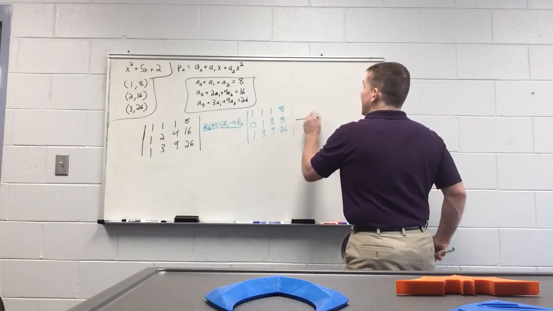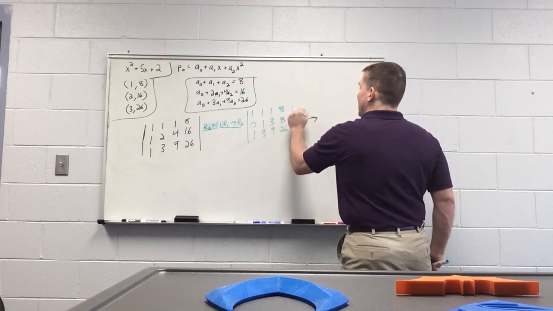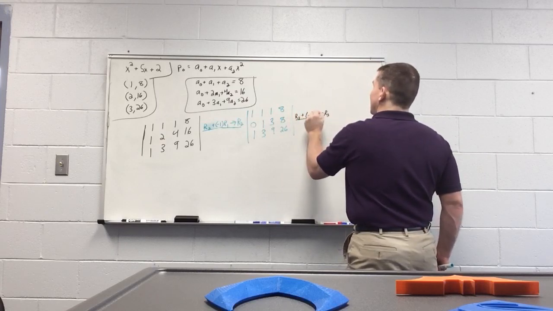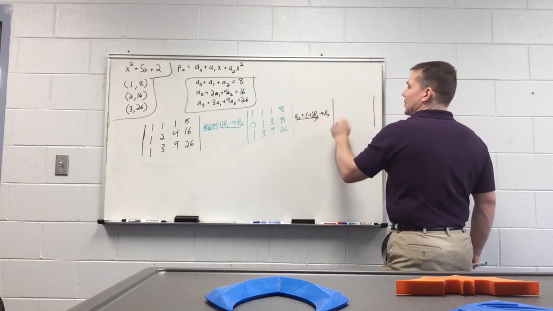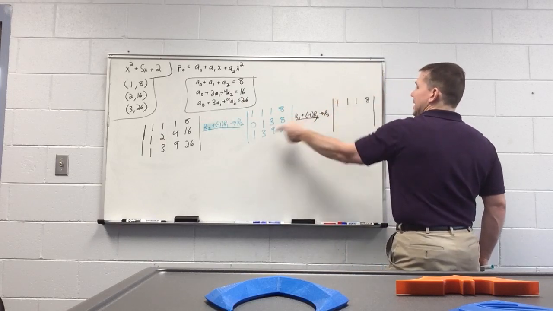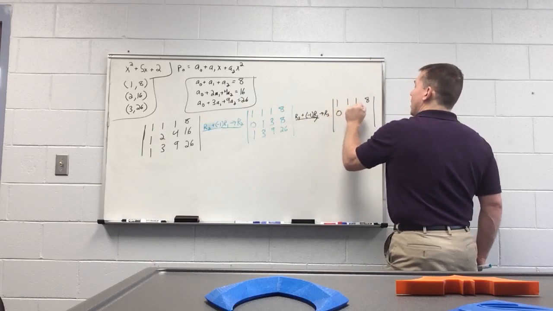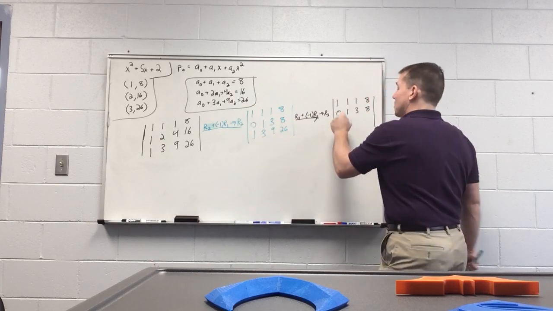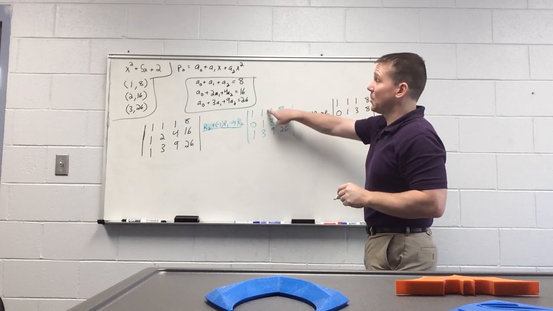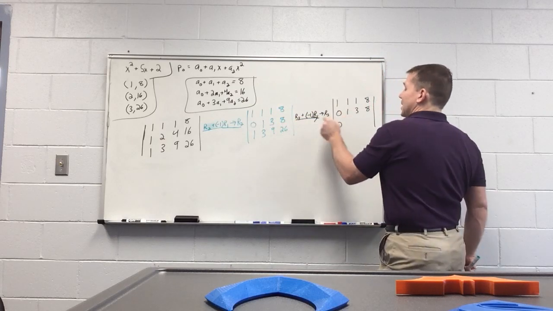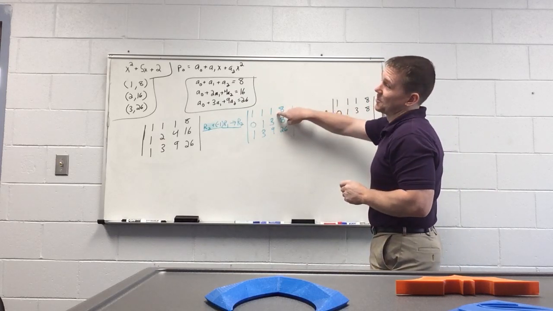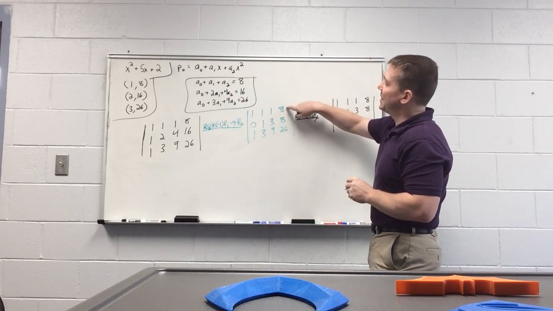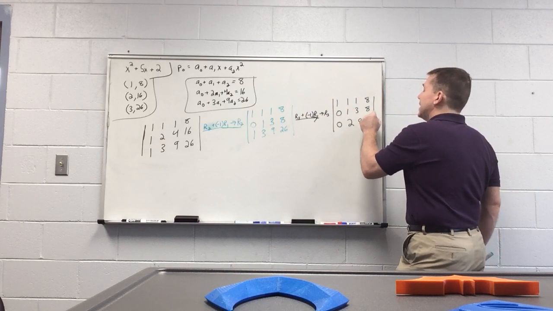So now, third one, and again, I'm going to do r sub 3 plus -1 times r sub 1 and put that into r sub 3. First row stays the same, 1, 1, 1, 8. Second row stays the same, 0, 1, 3, 8. Now, -1 times 1 is -1, -1 plus 1 is 0. -1 times 1 is -1, -1 plus 3 is 2. -1 times 1 is -1, -1 plus 9 is 8. -1 times 8 is -8, 26 minus 8 is 18.